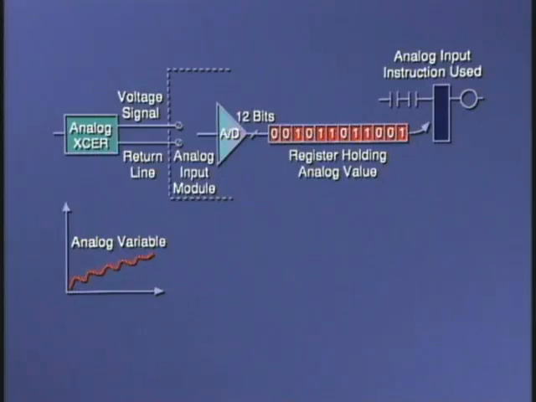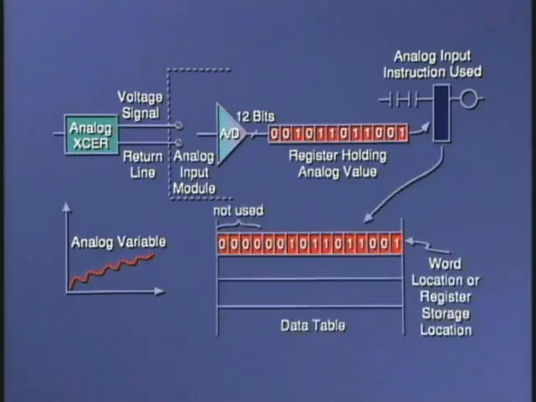The instruction will transfer the numeric analog value into a register as specified by you in the analog input instruction used. This value is stored in the data table under a word location or register storage location defined by the instruction. This location can, of course, be accessed by other control instructions if necessary.